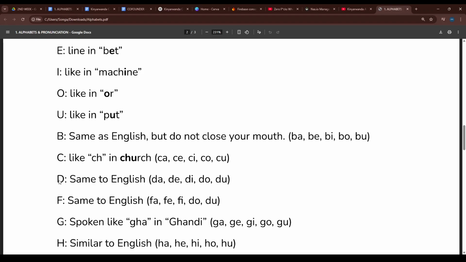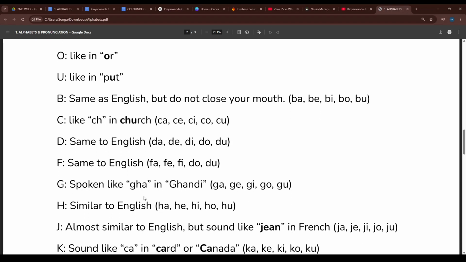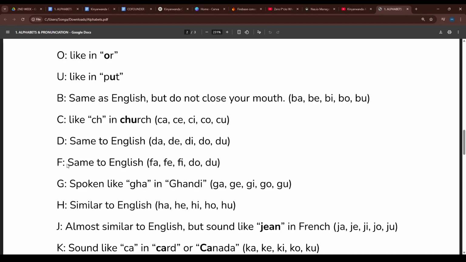Then we have da. I think this one is the same as English. Da, de, di, do, du. And this one is fa. I think it's also the same as English. So it's fa, fe, fi, fo. Oh, I made a mistake there. It's not do. It's fo.